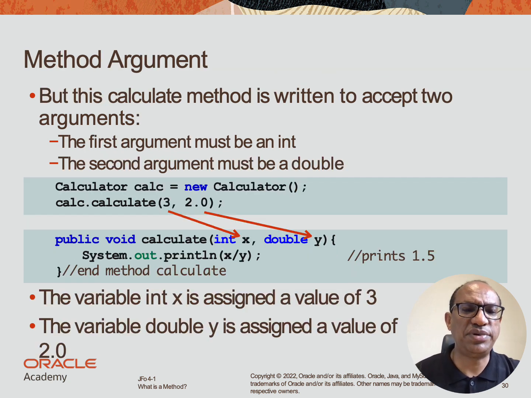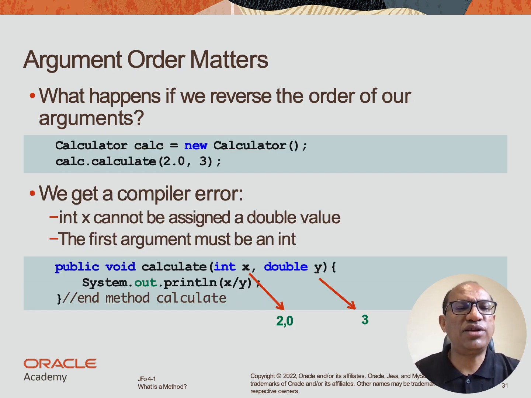Here is a correct example. This calculate method expects an int and a double. So calling calc.calculate(3, 2.0) works great. It will print 1.5. But argument order matters. Flip them around and Java freaks out. It won't convert a double into an int. Always match the order and type exactly.